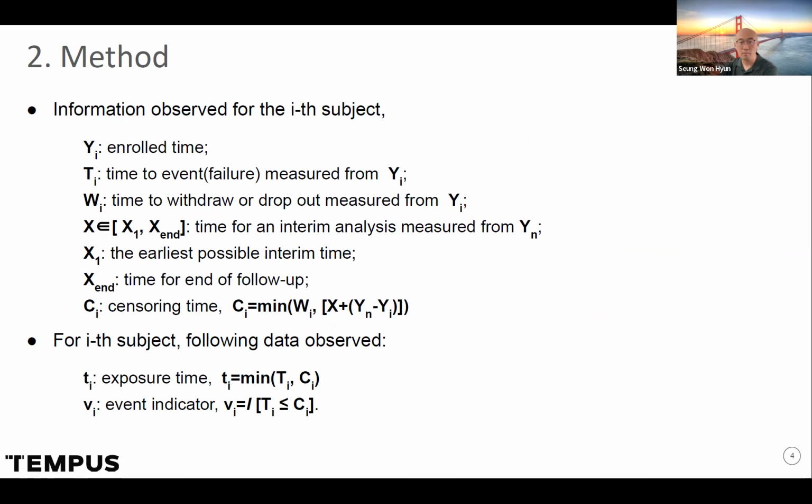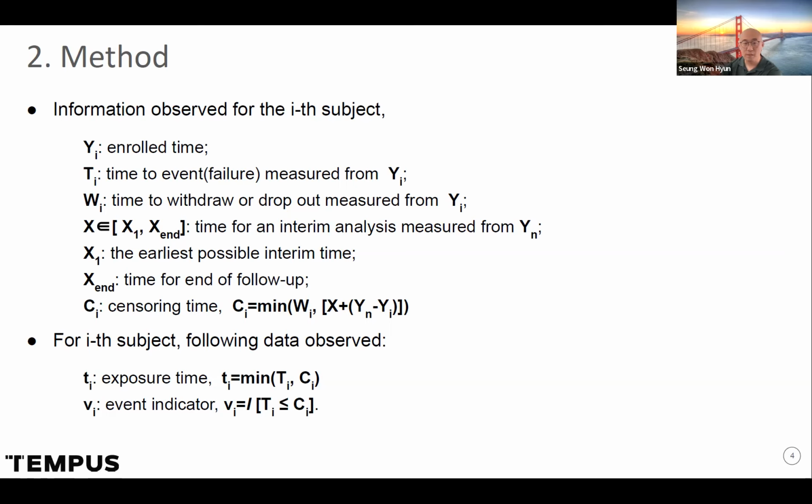For the time-dependent data, the following information is observed for the i-th subject. Capital Y sub i is the enrollment time for the i-th subject. Capital T sub i is the time to event measured from when the i-th subject enrolled. Capital W sub i is the time to withdrawal or dropout measured from when the i-th subject enrolled. Capital X is the timing for an interim analysis measured from when the last subject enrolled. This interim timing, capital X, can take any value between X1 and Xn. X1 is the earliest possible interim time, and Xn is the time for the end of the follow-up, the end of the trial.